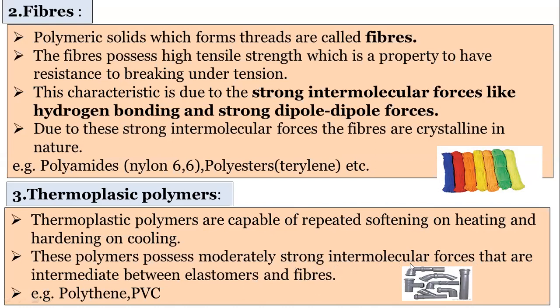We can remold it. These polymers possess moderately strong intermolecular forces. This is a very important sentence. Moderately means not strong. Moderately strong intermolecular forces that are intermediate between elastomers and fibers. So thermoplastic polymers have properties between elastomers and fibers. And examples are polythene and PVC pipes.